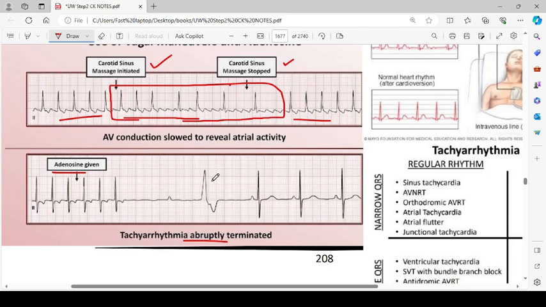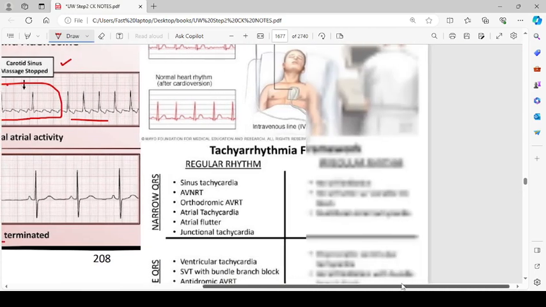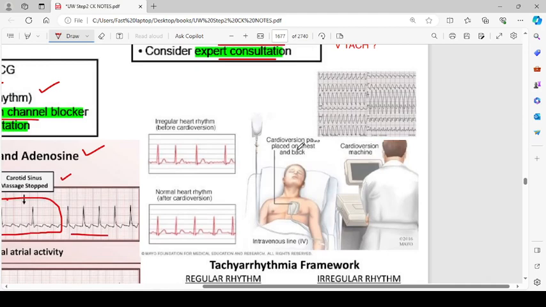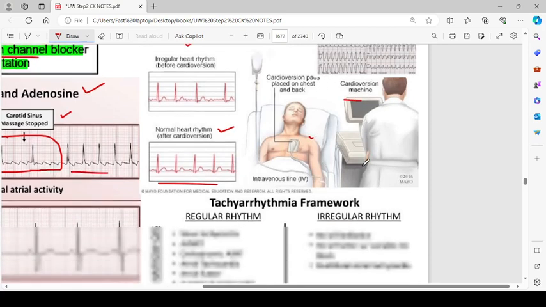After that, we have here the irregular heart rhythm before cardioversion, and then we have a normal cardiac rhythm with cardioversion. The cardioversion pads are placed on the chest and back. This is the cardioversion machine.